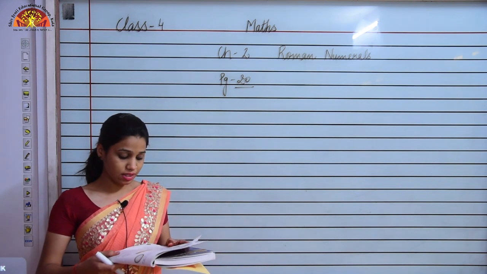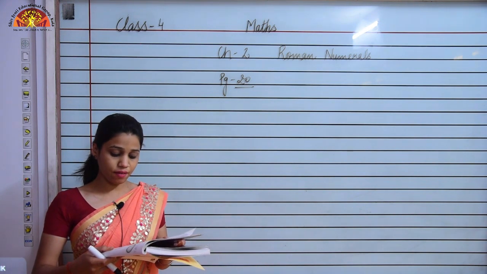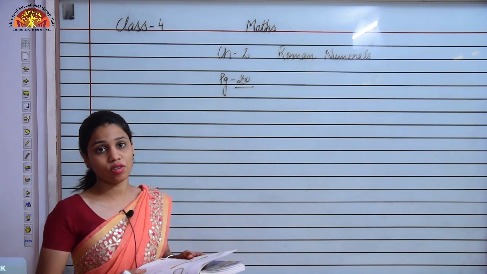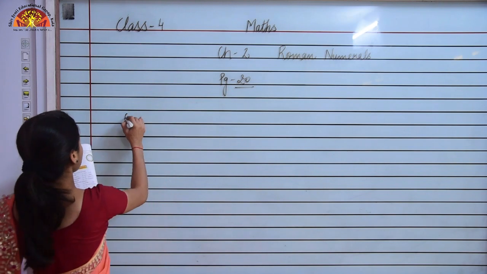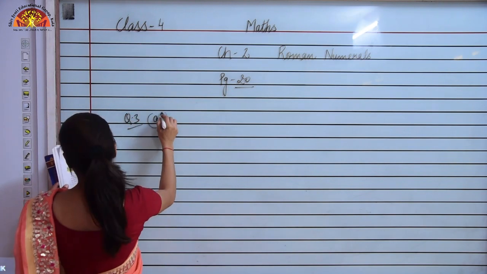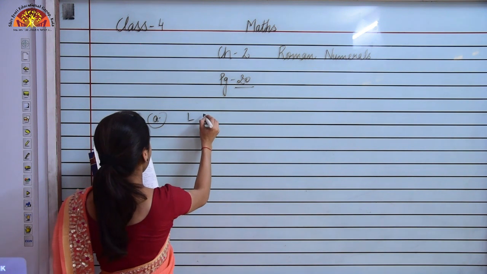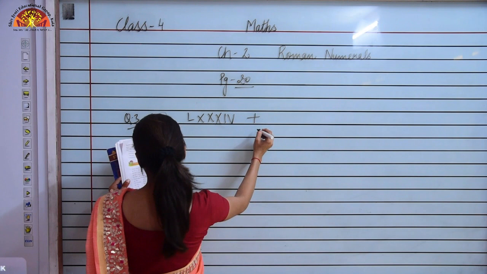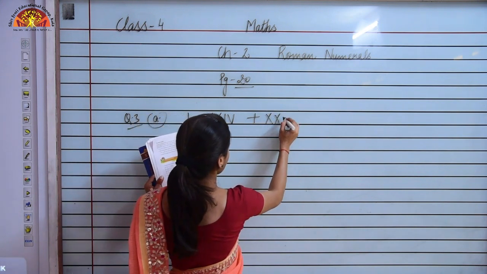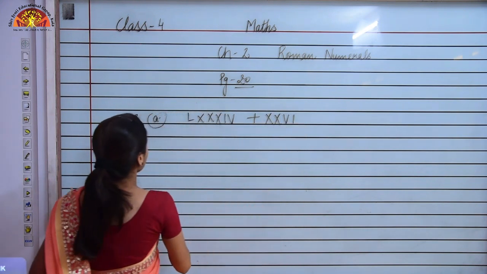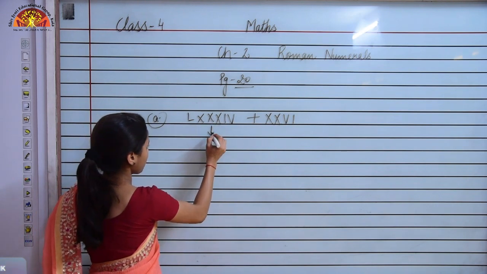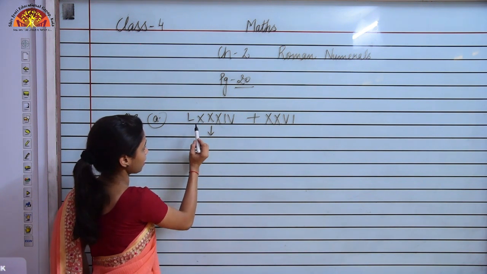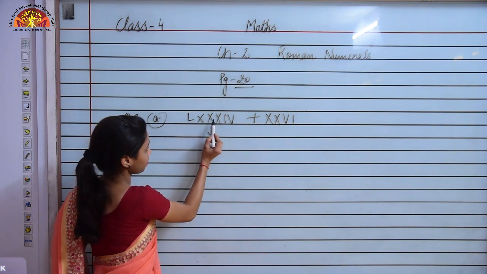Okay students, now let us see question number 3. Question number 3 is find the value of the Roman numerals. Now in this you have to do the addition of the Roman numerals. Now A part is L, X, X, X, I, V plus X, X, V, I. Now see, first of all let us write the separate Roman numerals. Now this is L, which is 50, this is X, that is 10. So 50 plus 10 plus 10 plus 10.